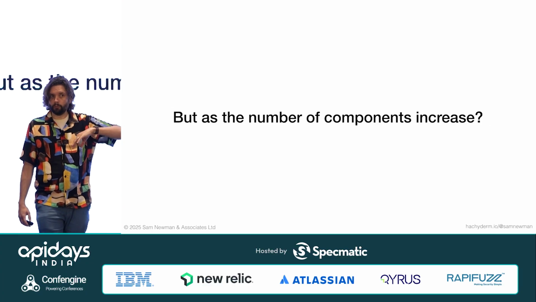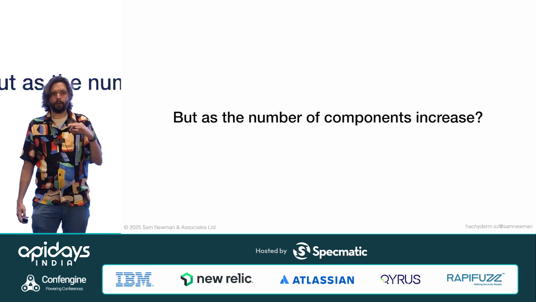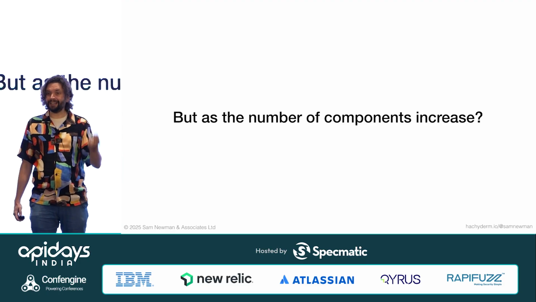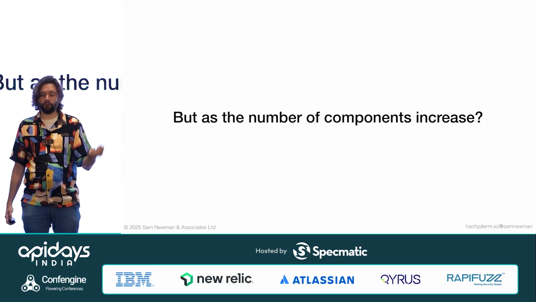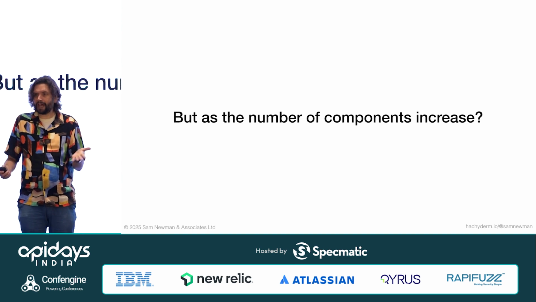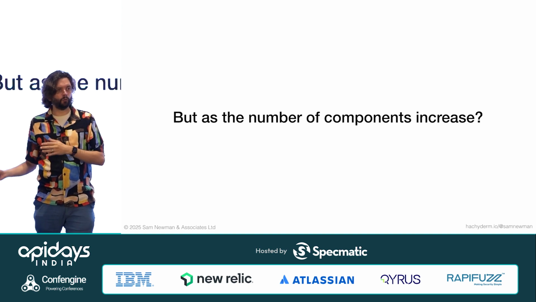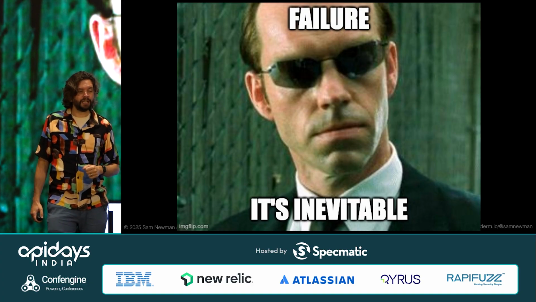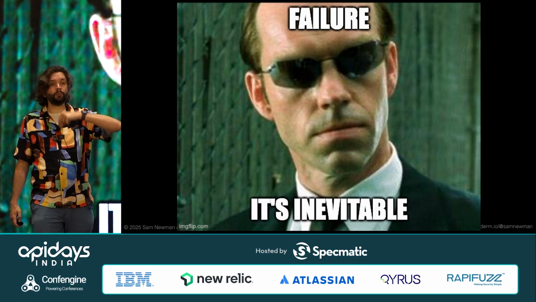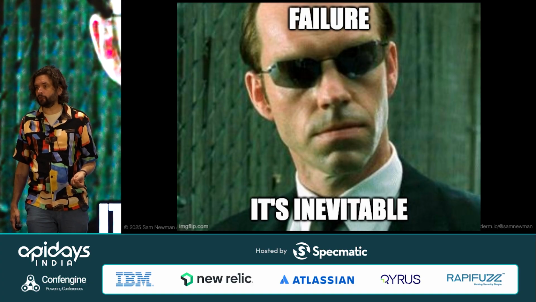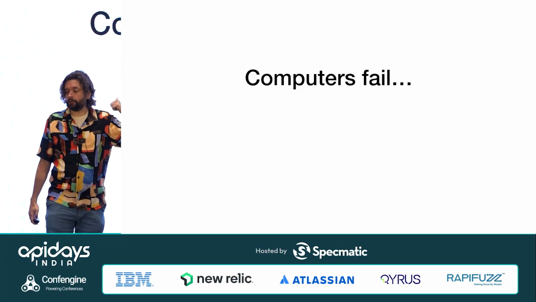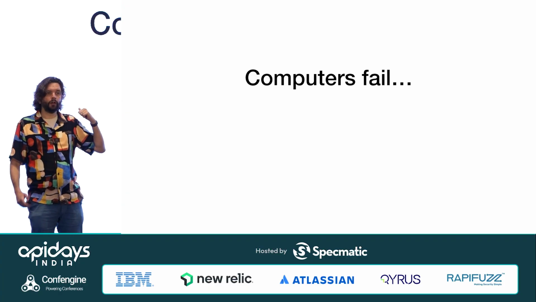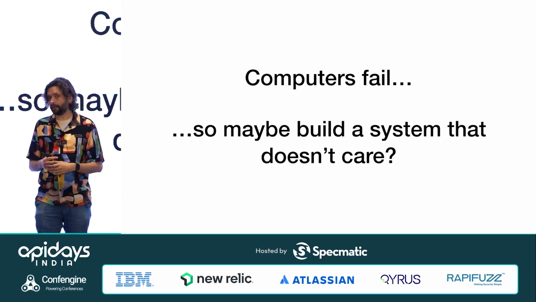But as you have more and more components, it becomes maybe not as sensible to try and decrease the failure rate of an individual component, because even if you can reduce it from 1 in 100 to 1 in 1,000, you've still got so many things that failure on any given day is still inevitable. So we have to be prepared for what happens when things go wrong. So if computers fail, we start thinking about building systems that don't care.